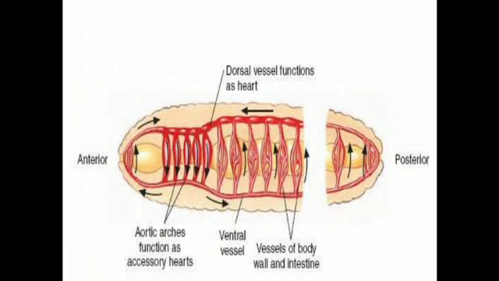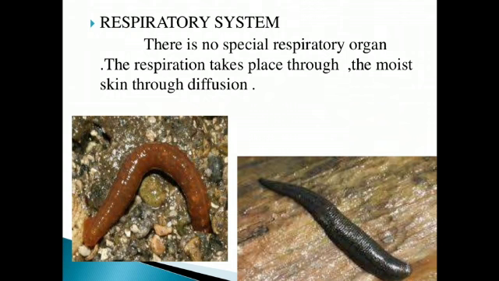So students, here you're watching the circulatory system of the annelids, and the blood vessel is repeated in each segment of the body. As far as the respiratory system is concerned, there are no special respiratory organs in annelids. So the respiration takes place through the moist skin through the diffusion process.